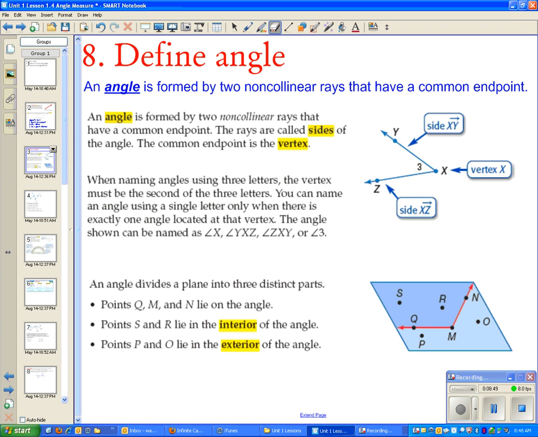Now, my favorite way is the last way. Put a number in the interior of the angle. We'll talk about interior more here in just a second. And then name the angle that. So that little 3 right there doesn't mean 3 degrees or anything like that. It just means, hey, we're calling this one angle 3. Like having a uniform number. All right? It's angle 3. That's my favorite way because it's shortest and you can almost always name an angle that way.